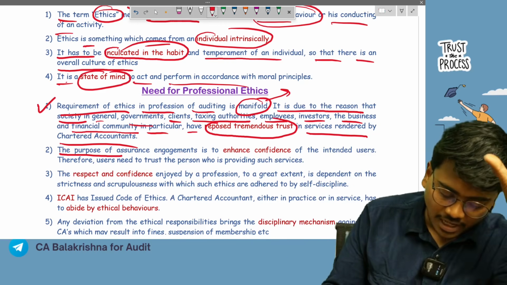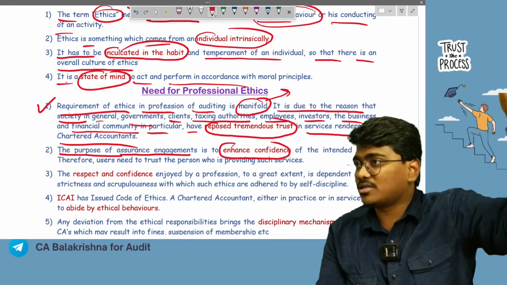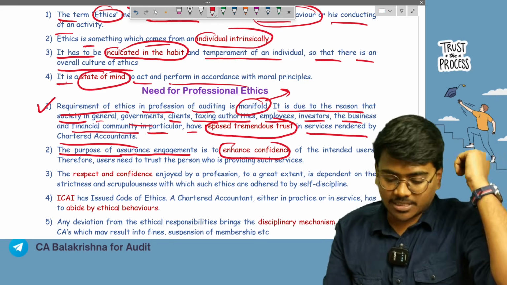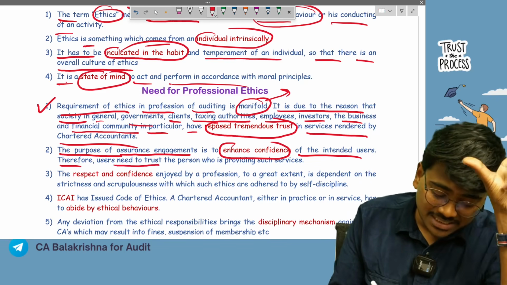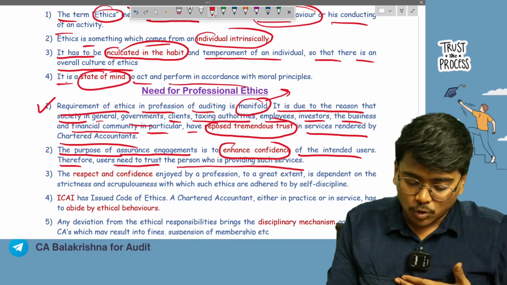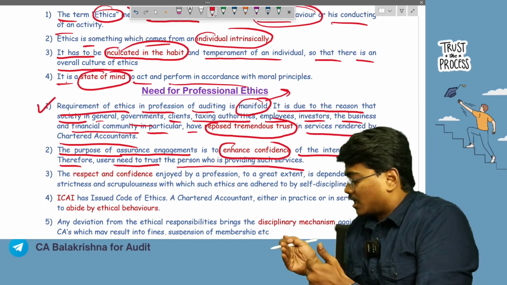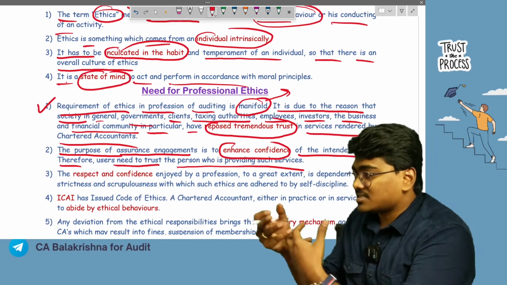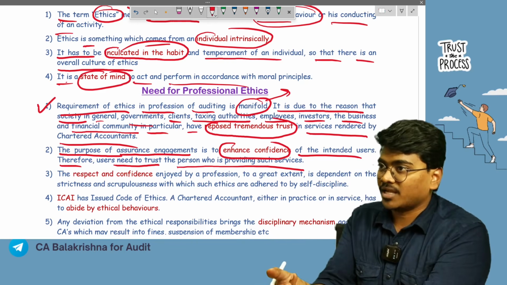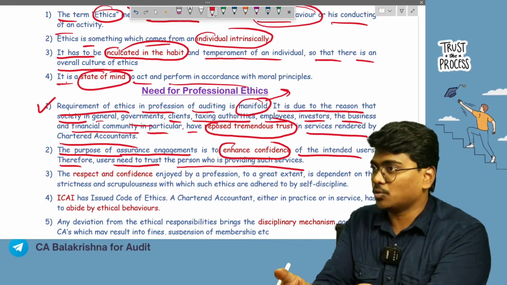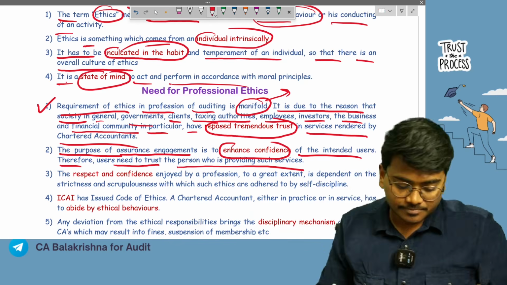The purpose of assurance engagement is to enhance confidence of the intended users. This we have discussed in the previous chapter, right? Therefore, users need to trust the person who is providing such services. If the user has to trust the service that you provide, first of all he should have trust in you. Only if he has trust in you, he can trust the services that you provide.